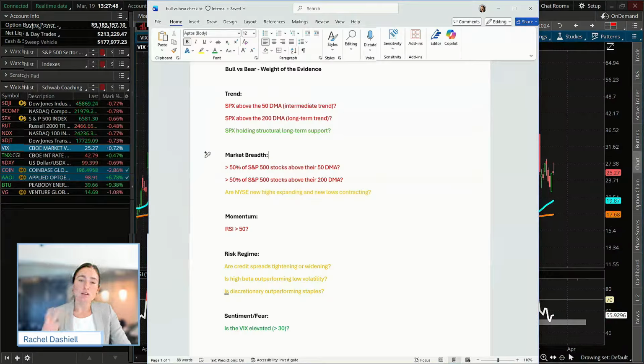Now, more of environment two, the more mixed type of environment that we may be seeing now, just using this as an example framework for a weight of the evidence. This is where we have some signals that are bullish, some are deteriorating, and this is where we see that traders tend to get a little bit more chopped up. So if you're getting chopped up in this environment, this is what we can do as traders in this type of market environment where we're getting this mixed evidence when we apply the weight.